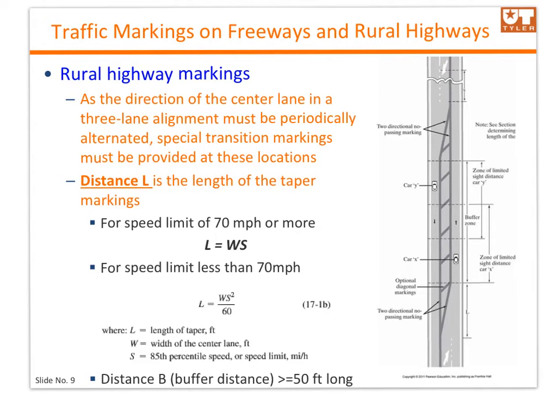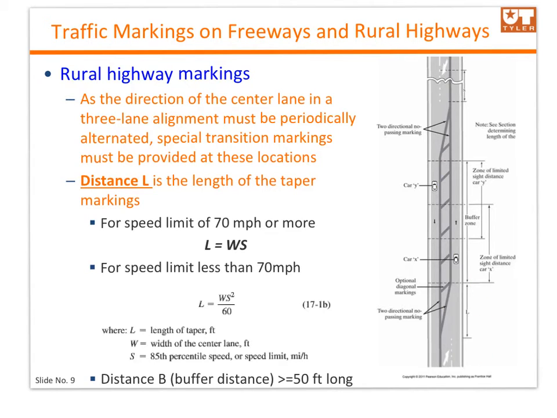So for example, if I'm exactly at a speed limit of even 80 miles per hour, so 80 miles per hour times the width in feet, so 80, for example, times 12 feet, that would be 960 feet. So if we say that we're having 80 miles per hour, 80 times 12 feet, that's again gonna give us 960 feet, which is the length of the taper.